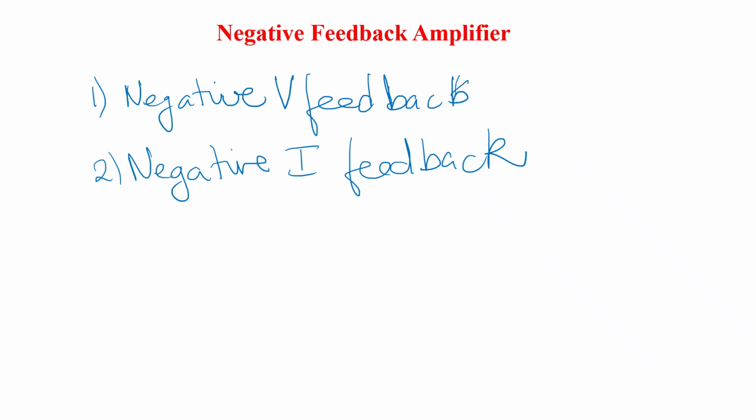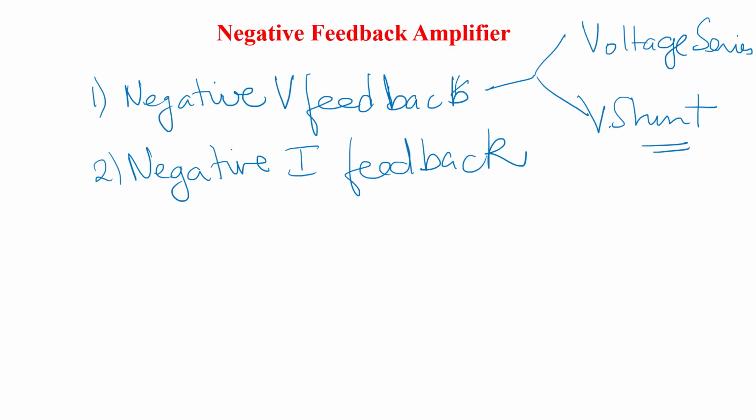What are negative voltage feedback loops? The voltage fed back to the input of the amplifier is proportional to the output voltage. There are two ways by which you can feed back. Either the voltage can be fed back in series or the voltage can be fed back in parallel. If the voltage is fed back in series, it is called voltage series feedback. And if the voltage is fed back in parallel, then it is called voltage shunt feedback.